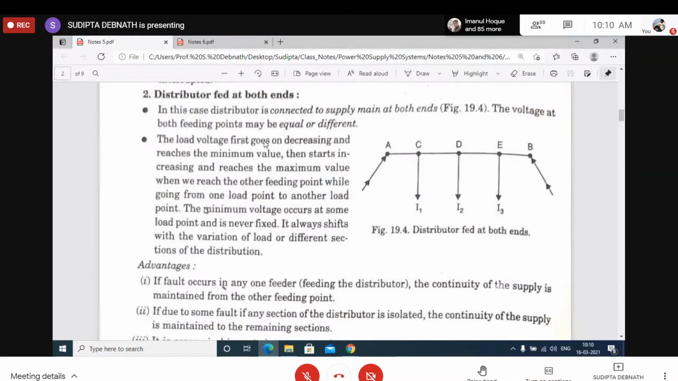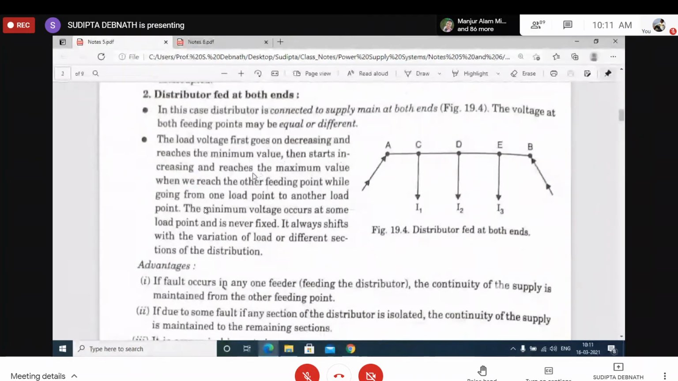See what is written here: the load voltage first goes on decreasing, reaches a minimum value, then starts increasing and reaches the maximum value. Say the two voltages are constant, V and V. As you go from here to here, you will find that the voltage will decrease. The voltage at C is less than the voltage at A. Maybe at D the voltage is less than C, but somewhere at D or E the voltage will be minimum because current is also entering from this point. How to know the voltage, we will discuss elaborately.